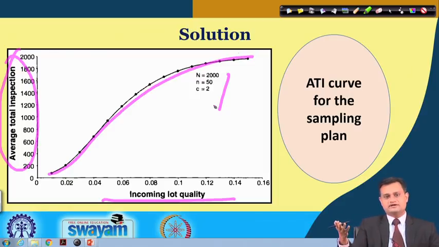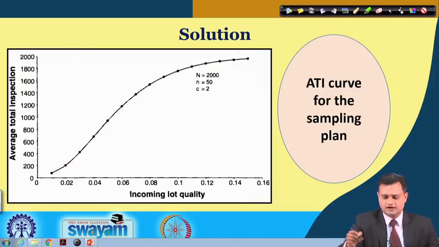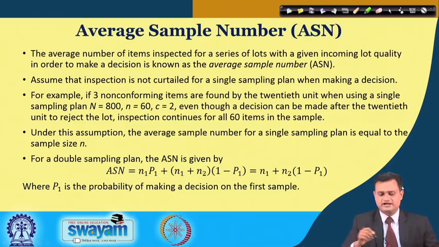So, fine, it is obvious, but again you can choose the appropriate level of inspection depending upon the criticality of the quality characteristic and the consequences. So, this is what we can talk about ATI.